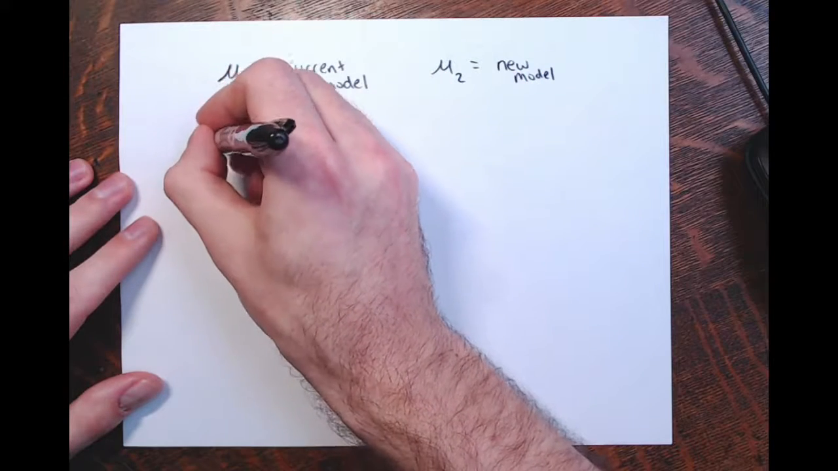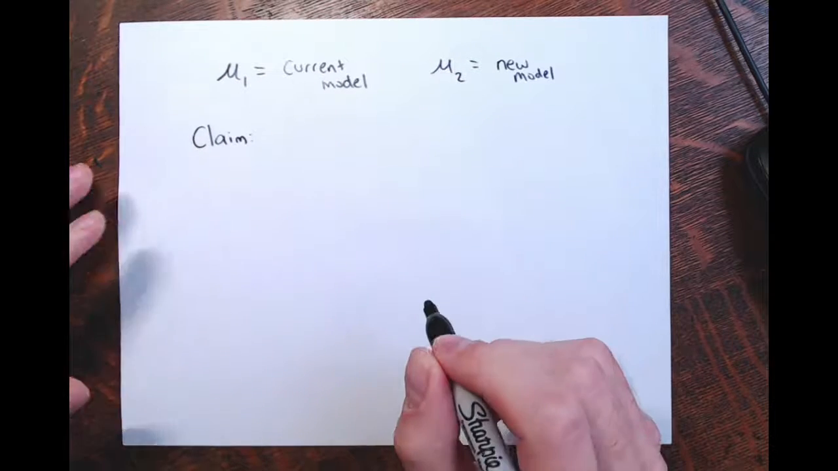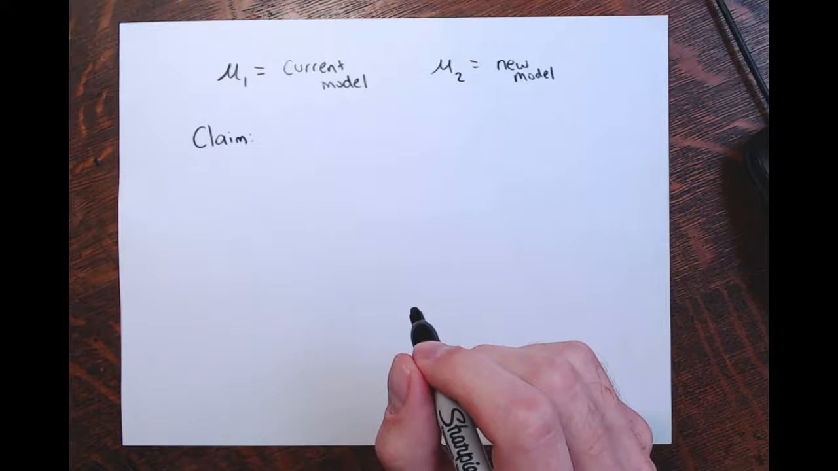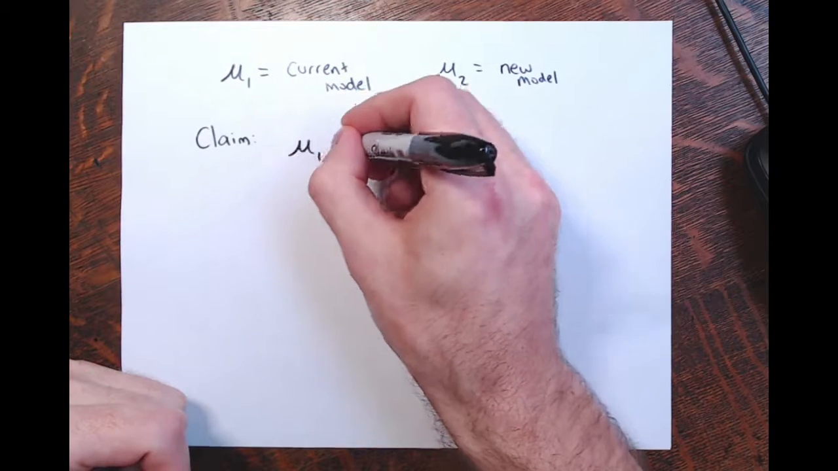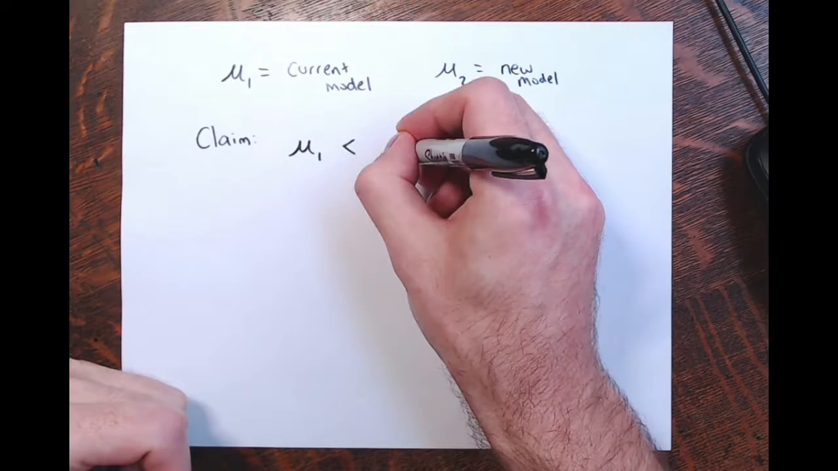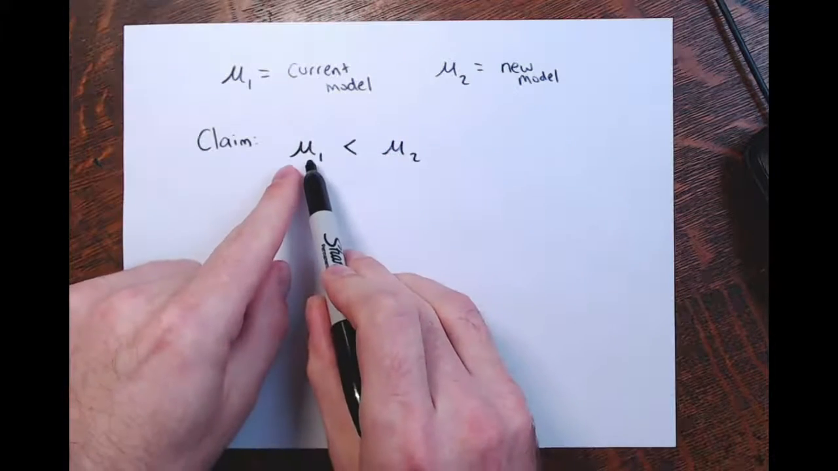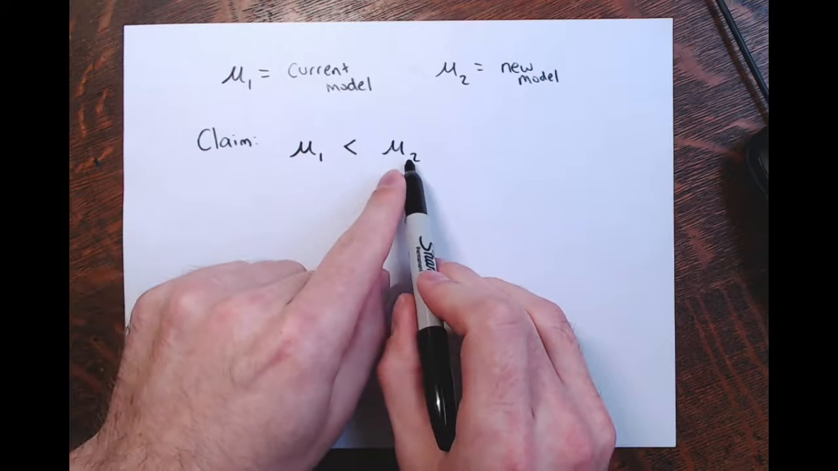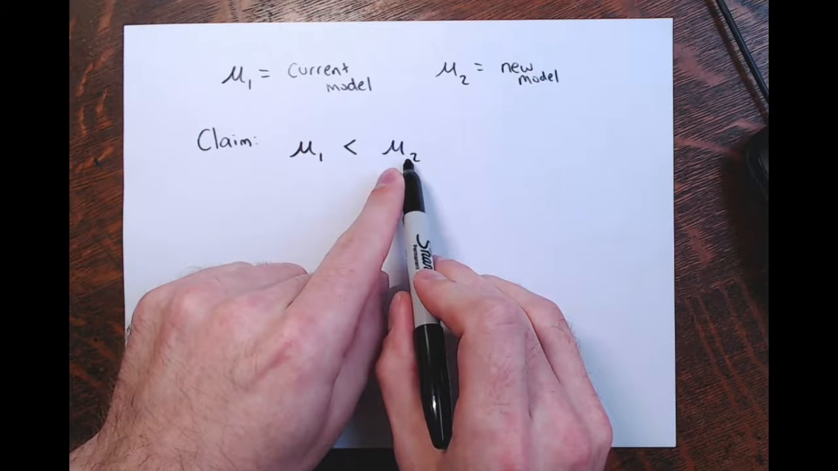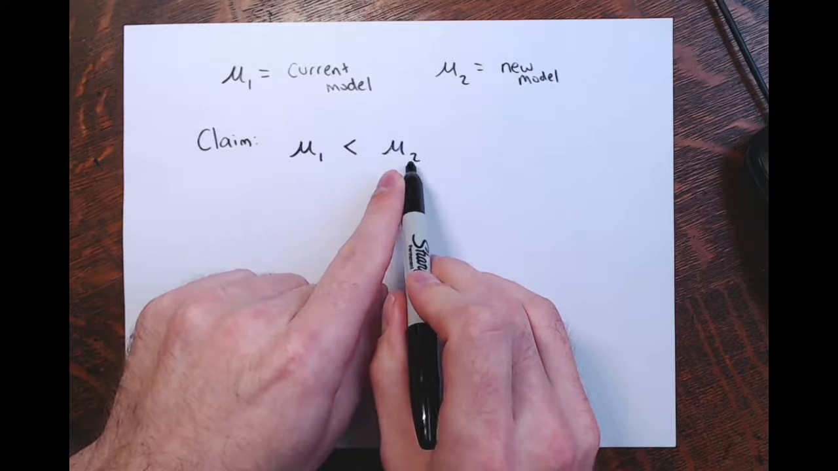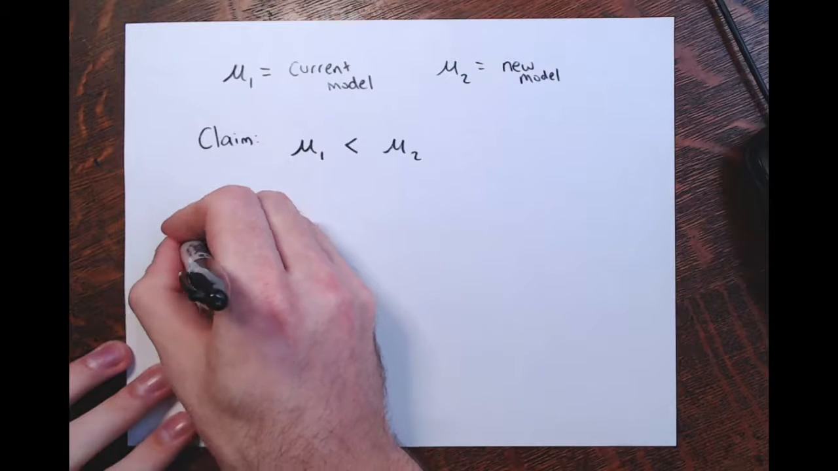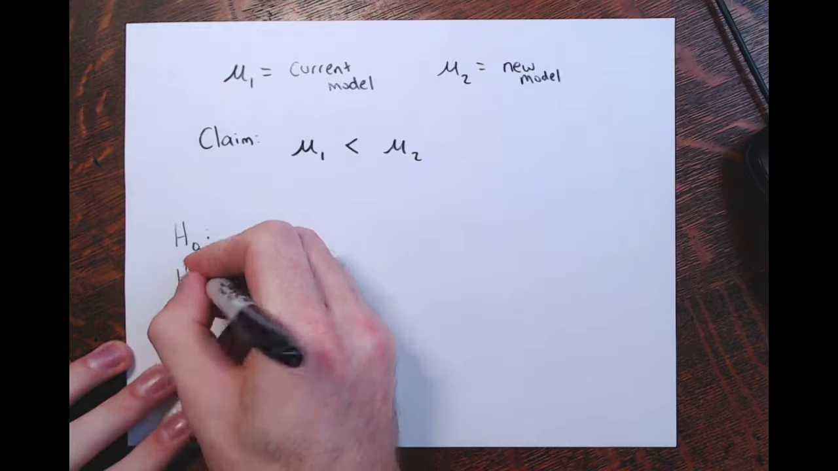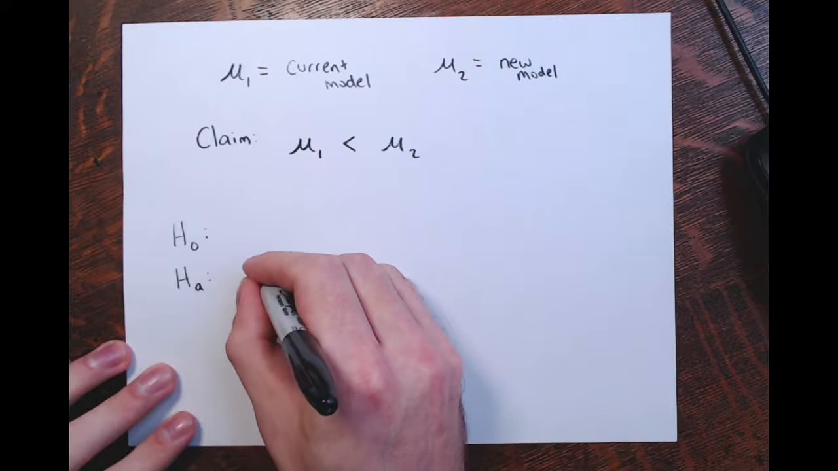So the claim they're testing is whether the new model has a longer lifespan than the current model, or that the current model has a shorter, less than, lifespan on average than the new models. Or if you read it the other way around, the new models have a greater lifespan than the current model. So this is our claim. And then our hypotheses: this does not involve equals, so that's in the alternate.